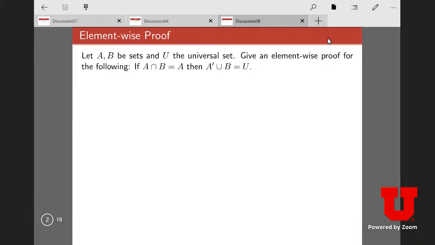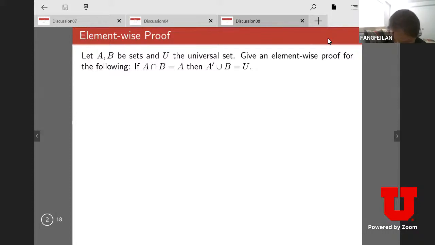a set problem. Let A and B be sets and U the universal set. Give an element-wise proof for the following: if A intersect B is A, then A complement union B is the universal set. Where should we start? How do we prove that two sets are equal? They're subsets of each other? Yes, they're subsets of each other. Great, awesome. So let's start with that.